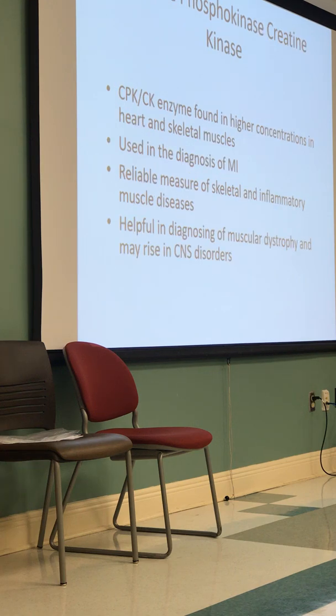Okay? CPK and CK are found in high concentrations in the heart and skeletal muscles. Again, that doesn't mean they're having an MI, but they may have one. If they have rhabdo, it will be elevated. If they have muscle injury, it can be elevated. If they have some kind of muscular disease, it can be elevated. It's not very specific to the myocardium, so you have to be very careful.